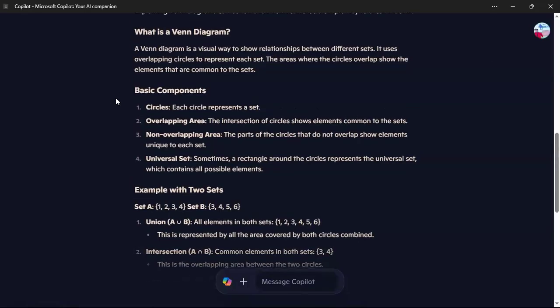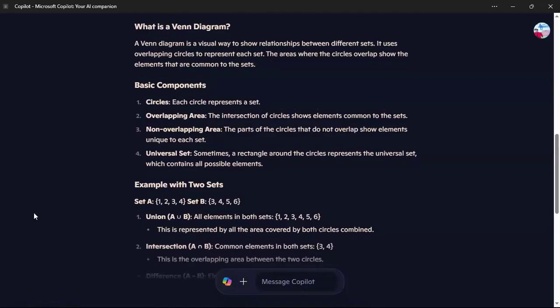Okay, so if no doubts, let's begin the discussion with Venn diagrams. A Venn diagram is a visual way to show the relationship between different sets. It uses overlapping circles to represent each set. The area where the circles overlap shows the elements that are common to both sets. So this is the area whose elements are common to both set A and set B.